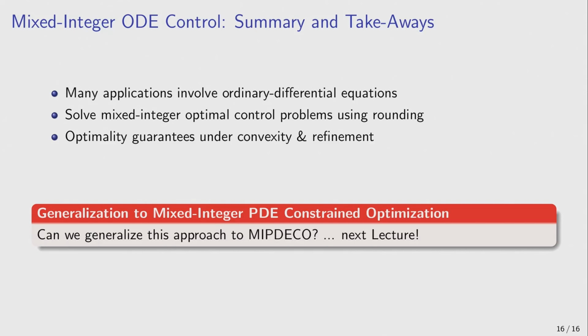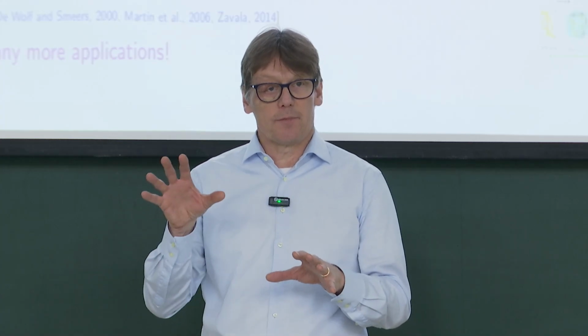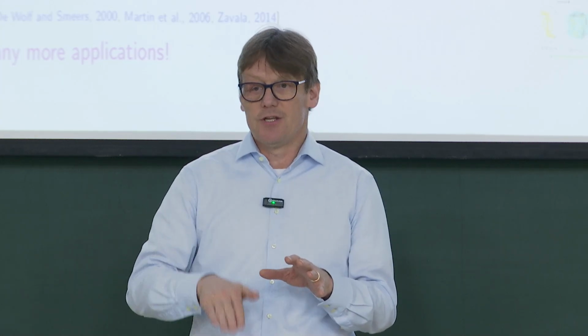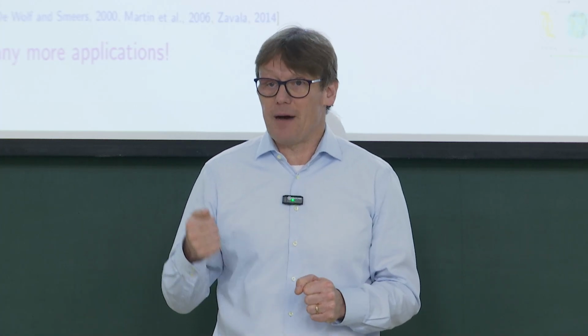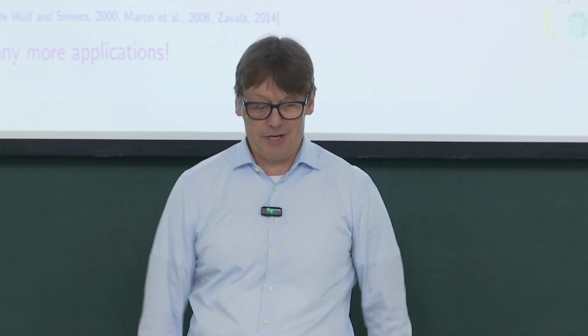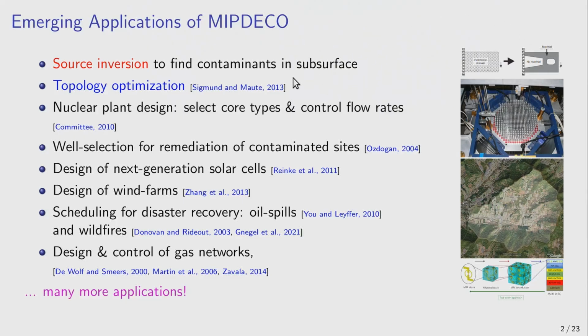In the next lecture, I'm going to tell you how to extend this idea to PDE constraints. We've seen how we can solve optimal control problems with binary or integer controls using this rounding approach. But there are also problems with partial differential equations, and those are much more interesting. I showed you the source inversion problem to find contaminants. I'm going to talk a little bit about topology design optimization, and there's a beautiful book and some papers by Ole Sigmund and one of his co-workers.